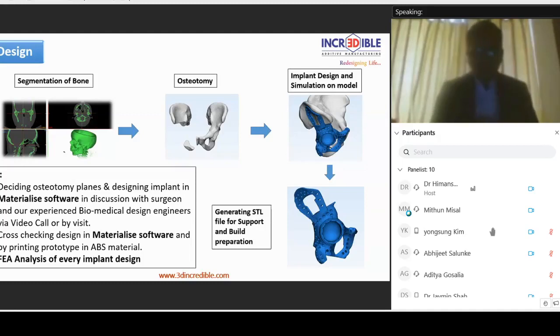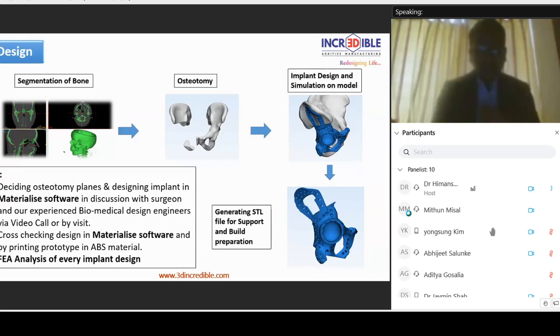And a high voltage laser is mounted on the top, which... Mithun, your videos are not working. Is it now visible? No, it's just stuck on a design presentation. Okay, so we'll move on further.